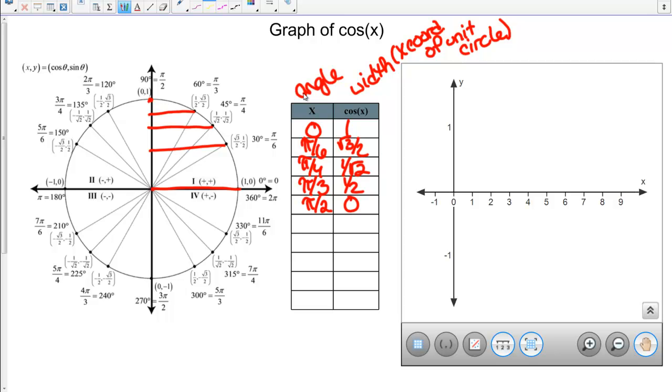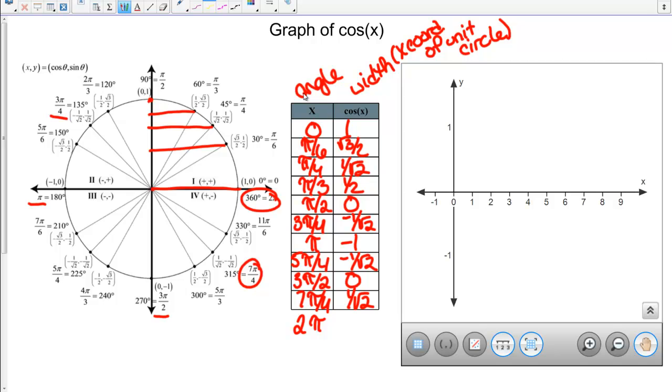So we can keep doing the same thing. I'm just going to pick a few more points. 3 pi over 4 gives us negative 1 over square root of 2. Pi gives us negative 1. 5 pi over 4 gives us negative 1 over square root of 2. 3 pi over 2 gives us 0. And 7 pi over 4 gives us 1 over square root of 2. And then we're back to 2 pi gives us 1.